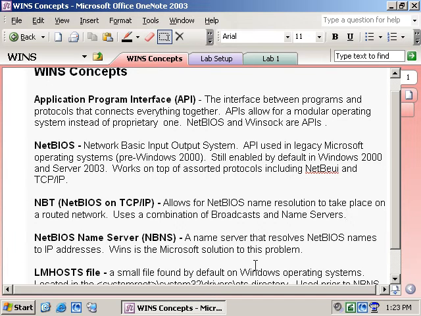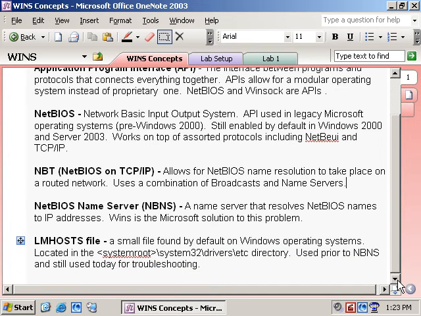Okay, so that's in a nutshell what a WINS server is for, and we're going to spend a lot of time focusing on that throughout this course.